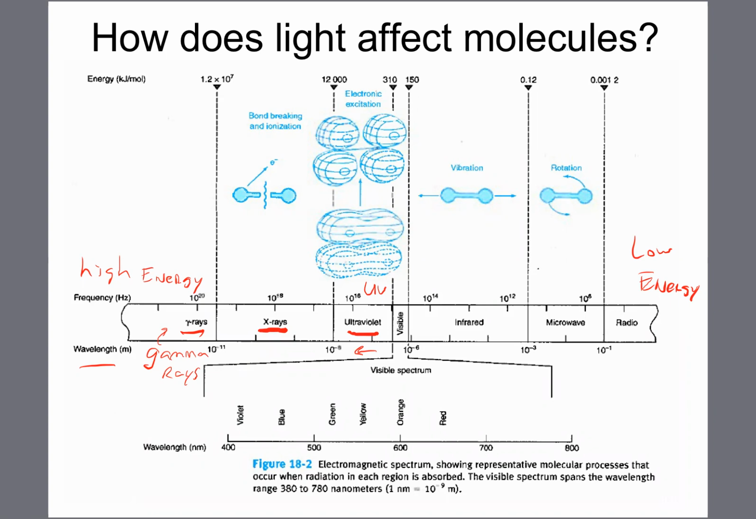Now, on the other end of the spectrum, the other direction from visible, we have infrared, or IR. These typically have wavelengths measured in the micron region.